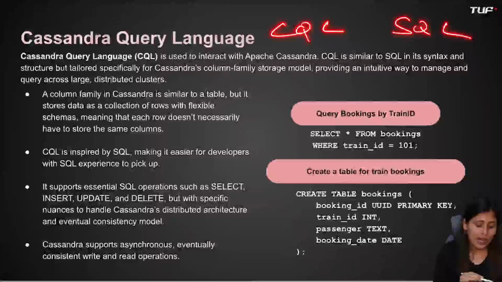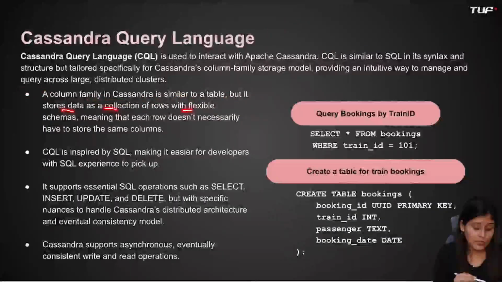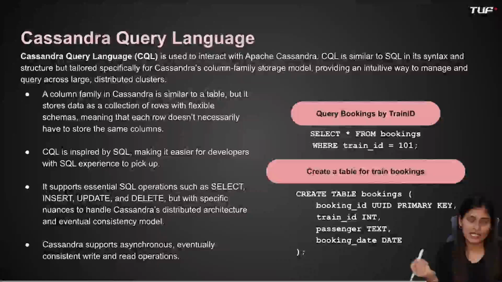Now a column family in Cassandra is similar to a table, but it stores data as a collection of rows with a flexible schema. That's what the schema is: flexible, the number of columns might vary, meaning that each row doesn't necessarily have to store the same columns.